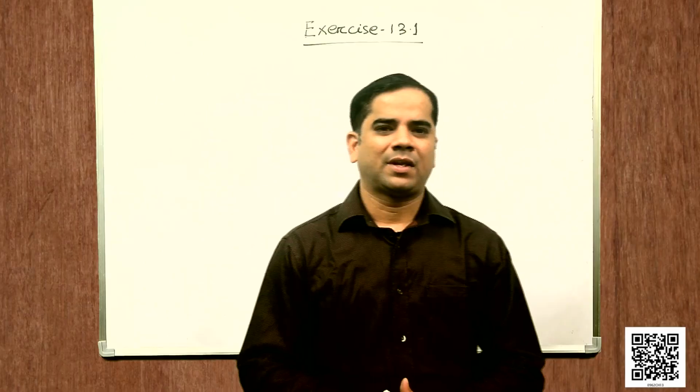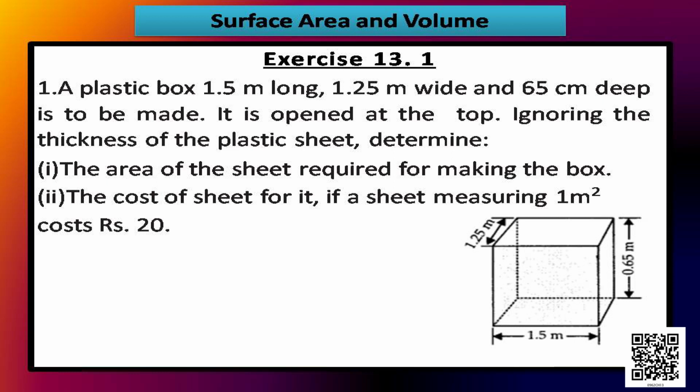Question number 1. It says a plastic box 1.5 meter long, 1.25 meter wide and 65 centimeter deep is to be made. It is opened at the top. Ignoring the thickness of the plastic sheet, determine the area of the sheet required for making the box and the cost of sheet for it if a sheet measuring 1 meter square costs rupees 20. Okay. So, let us discuss the solution.